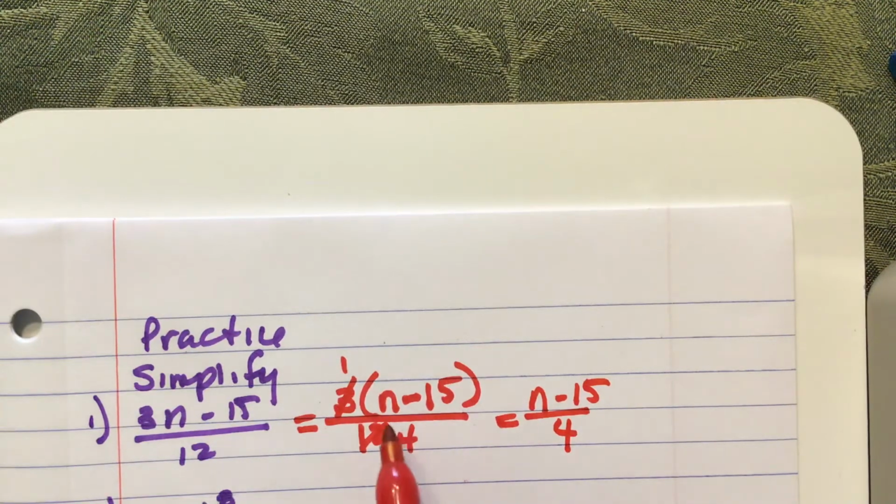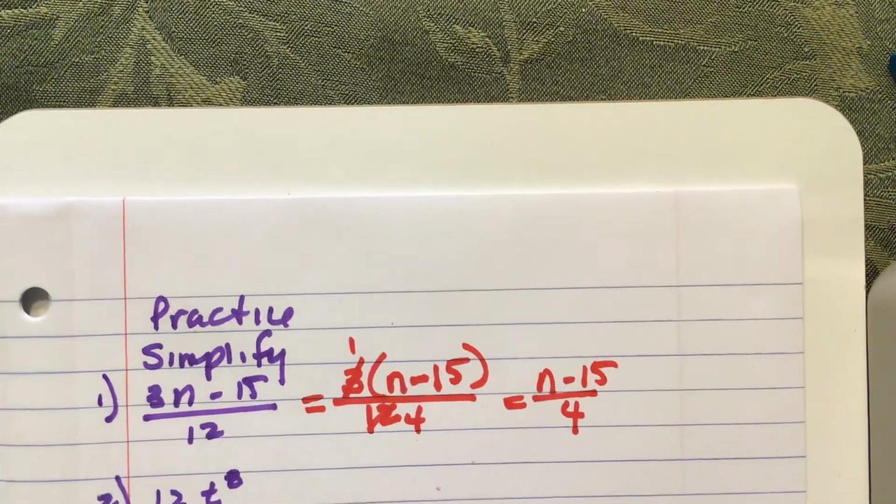Now, I had parentheses on the top. I don't have them in my final answer. When I have more than one factor, I will include my parentheses. If it's one expression on its own, I don't need the parentheses. So let's look at the next one.